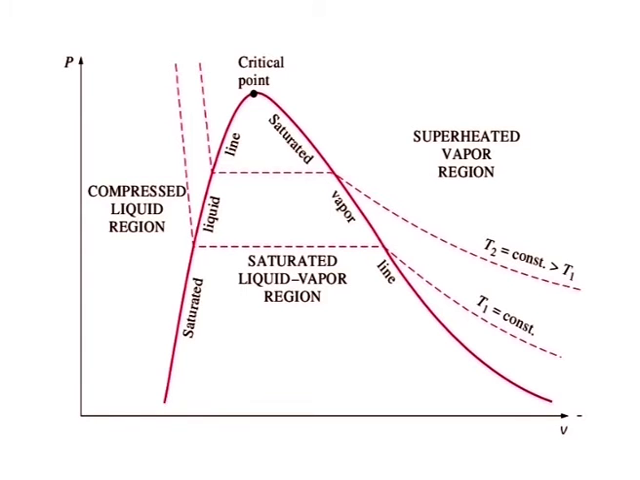The P-v diagram. The general shape of the P-v diagram of a pure substance is very much like the T-v diagram, but the T equal to constant lines on this diagram have a downward trend.